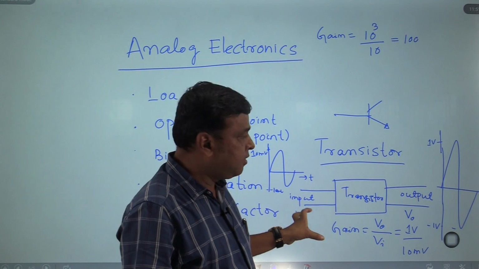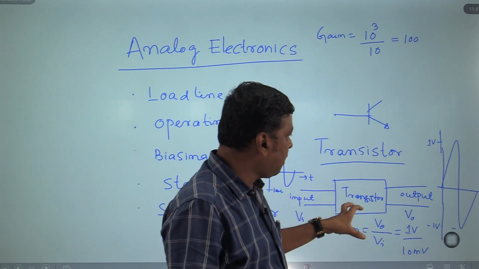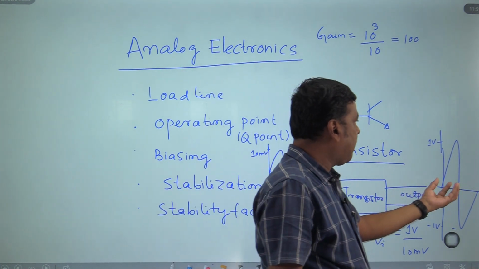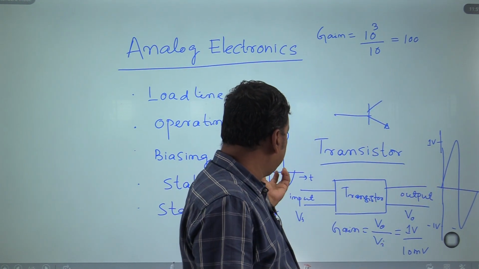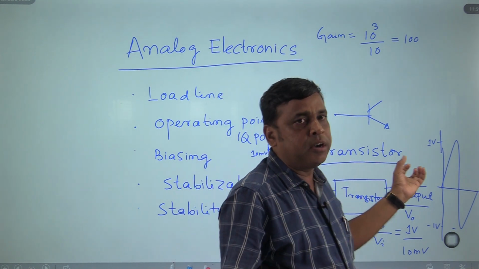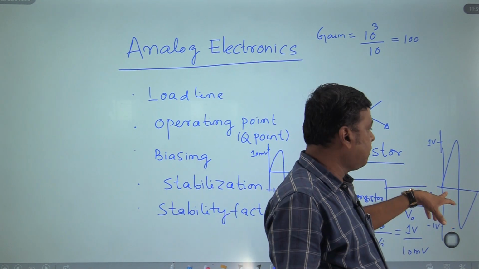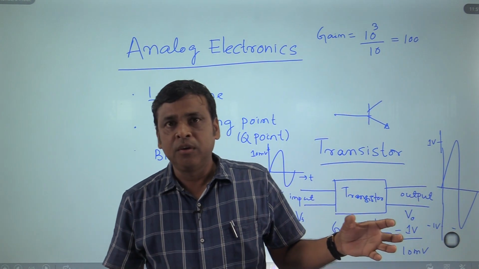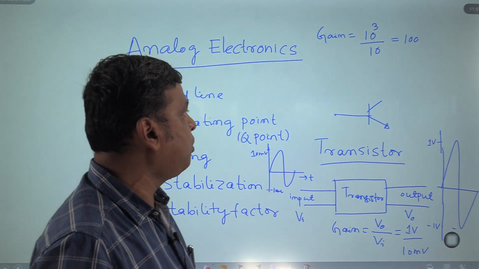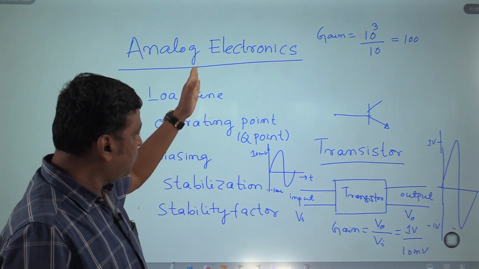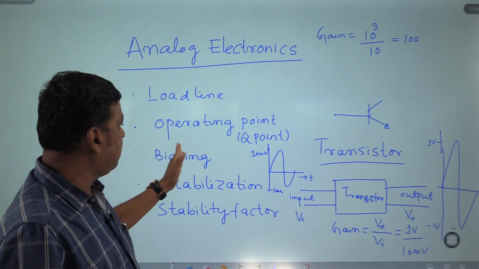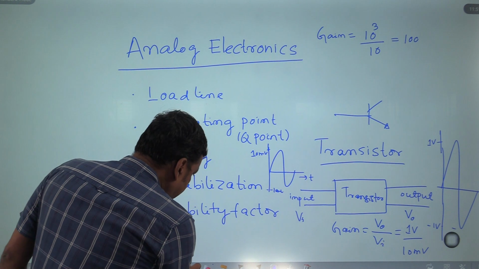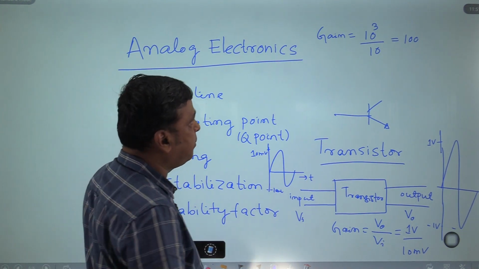We can say this is the transistor as an amplifier, that means the output is amplified. How to get the amplified signal? That means the input 10 millivolt signal can be converted into a 1 volt signal, this is your amplified signal. How to get the amplified signal, that is important. If you want to get the amplified output, there are certain criteria. So, you must know what is load line, what is operating point, what is biasing, what is stabilization and what is stability factor.